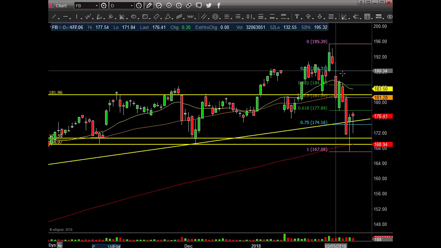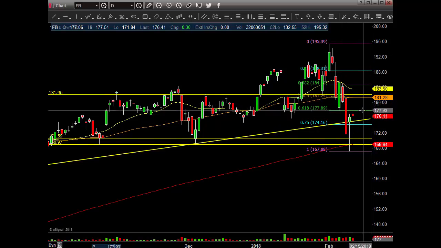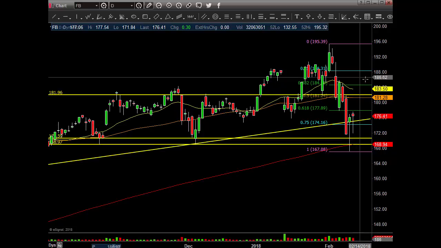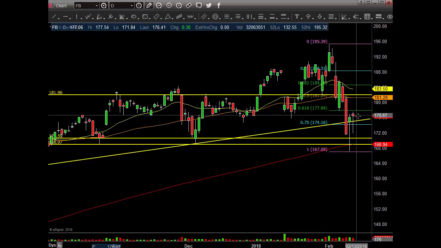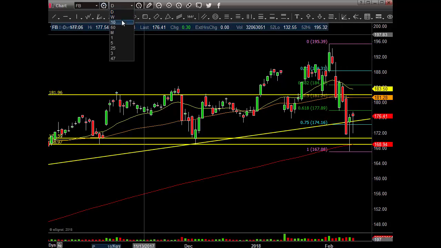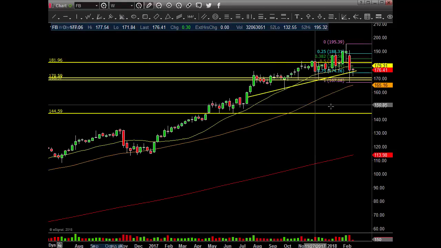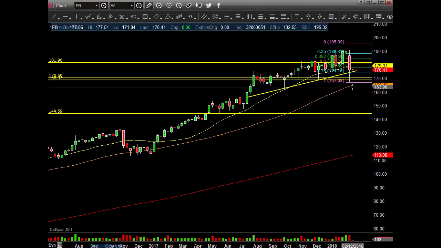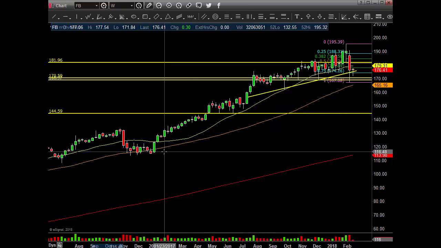If it can't, then we'll have to see how it comes back when it retraces back to these lower 750, the 618 coming back down. But we're going to see where this thing goes in the next couple of days. If it does crack the 167.08 area, then we will be going down to the weekly 165.16, 50 MA.